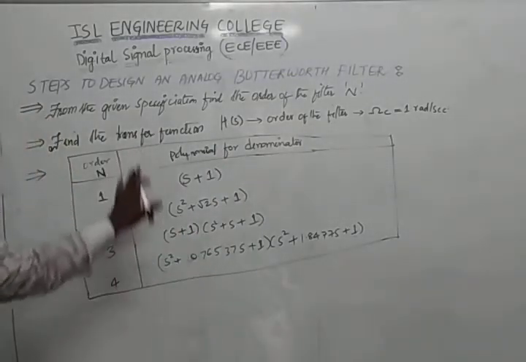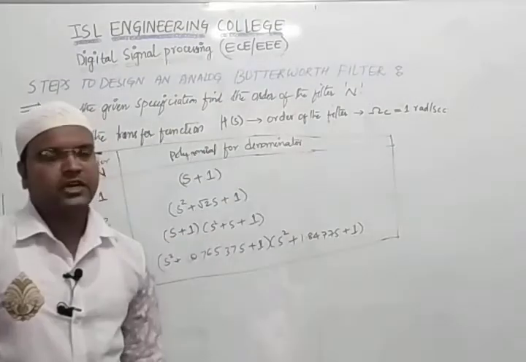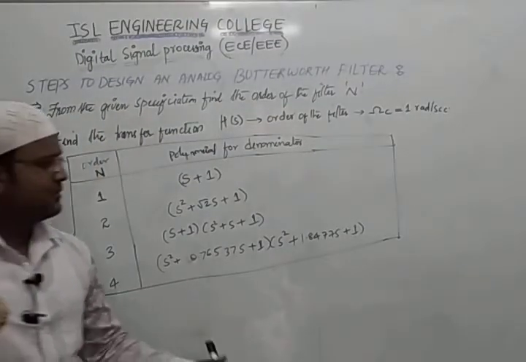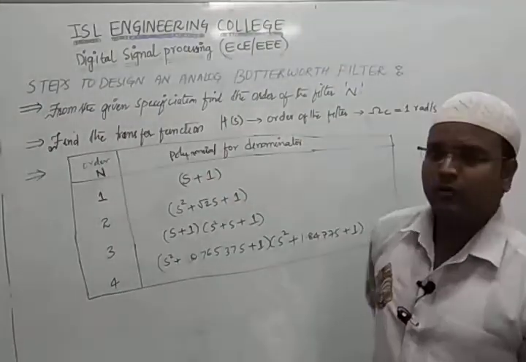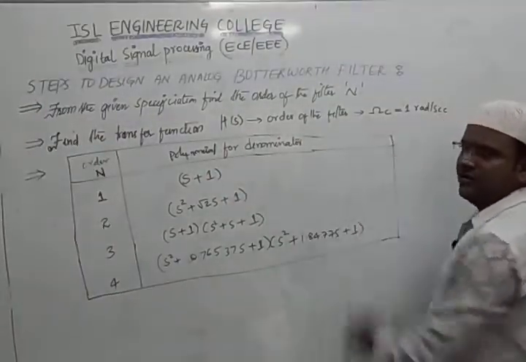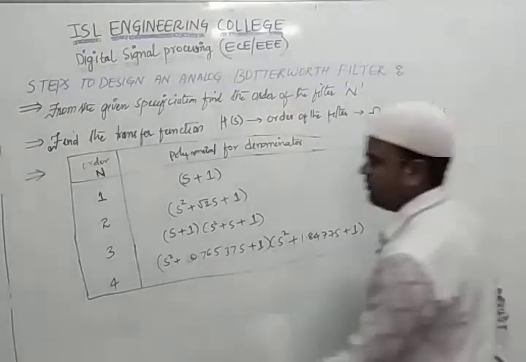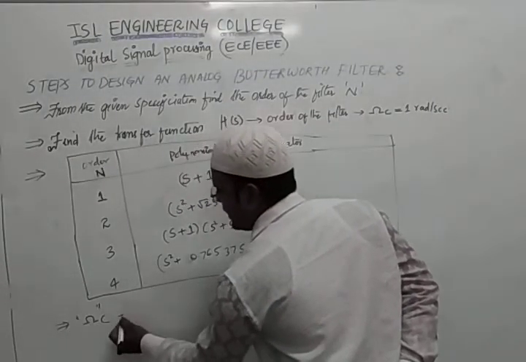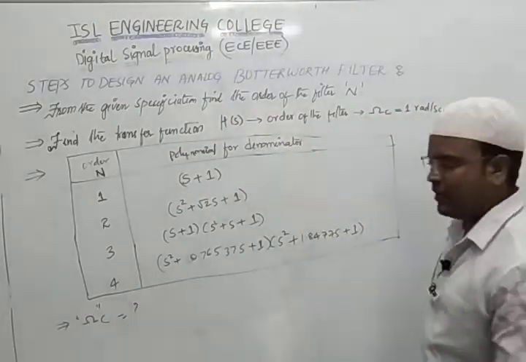So now we have H of s, where omega c is assumed to be 1 radian per second. For the next step, we need to find omega c. That is nothing but the cutoff frequency. What is the cutoff frequency?